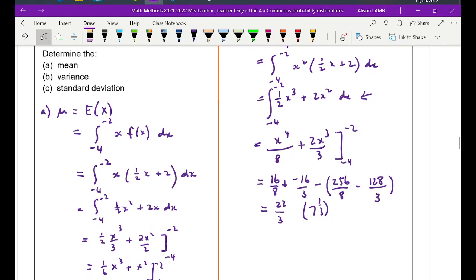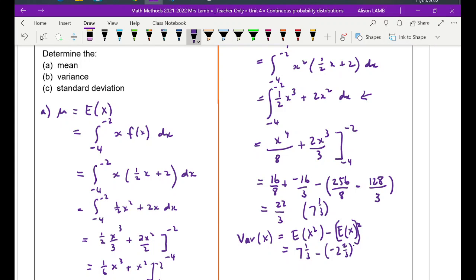So our variance is equal to the expected value of x squared minus the expected value of x, squared. So we've got 7 1/3, and we're taking away negative 2 2/3 squared, and then working that out with our calculator, that comes to 2/9.